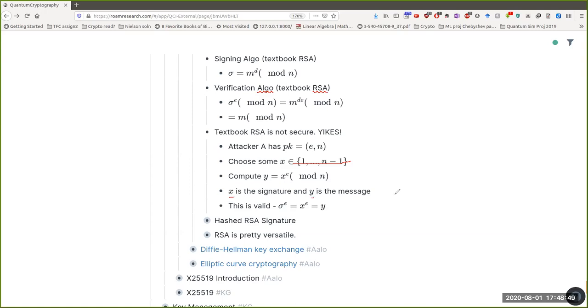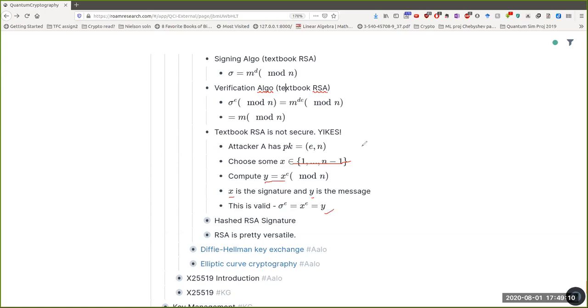Now, why do you think this will run? Because in your verification algorithm, you raise the signature to the exponent E. So I'm doing signature to the exponent E, and X is set as your signature, so X to the power E, and I've already set it as Y, which is my message. So that is my message.